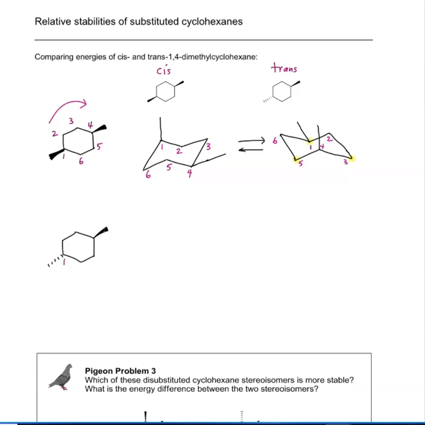Okay, so arbitrarily I'm going to start numbering the ring. And notice again that I chose to number in a clockwise direction. I could have chosen counterclockwise as well, as long as I'm consistent throughout my drawings.